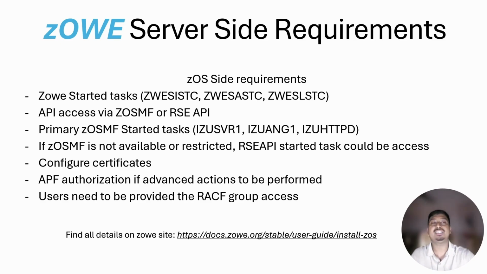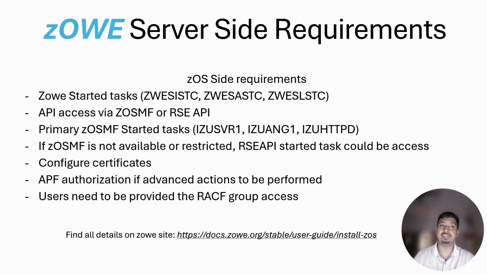So if you have the z/OSMF started task, you should be having the IZU started tasks. These are the three major z/OSMF started tasks. Apart from these three, there should be other IZU tasks also, which are part of z/OSMF. And let's say if you do not have z/OSMF available or it is restricted, you can have the RSE API started task configured so that ZOE can access the z/OS backend services.